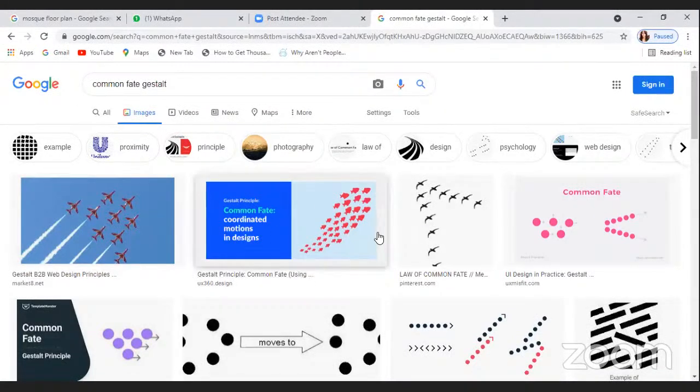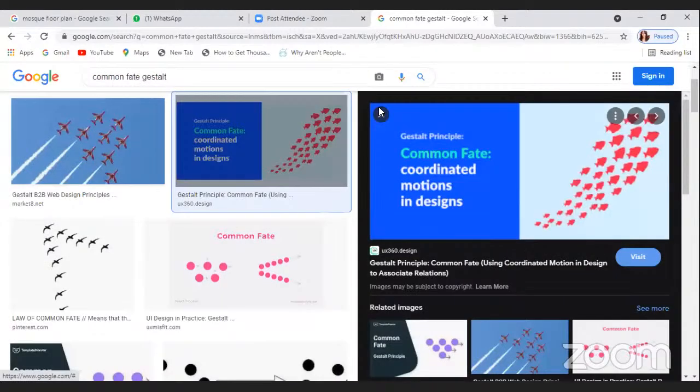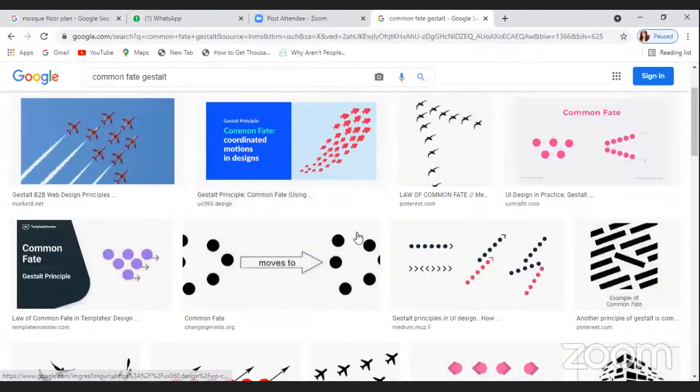Group of fishes, same thing, common thing. They all are moving towards one common point, so they appear to be a single unit. They are not, but our eye sees it as a single unit.